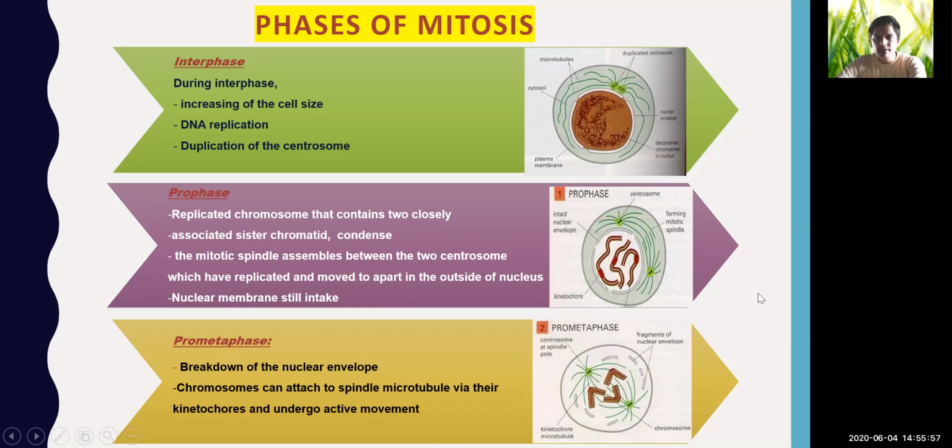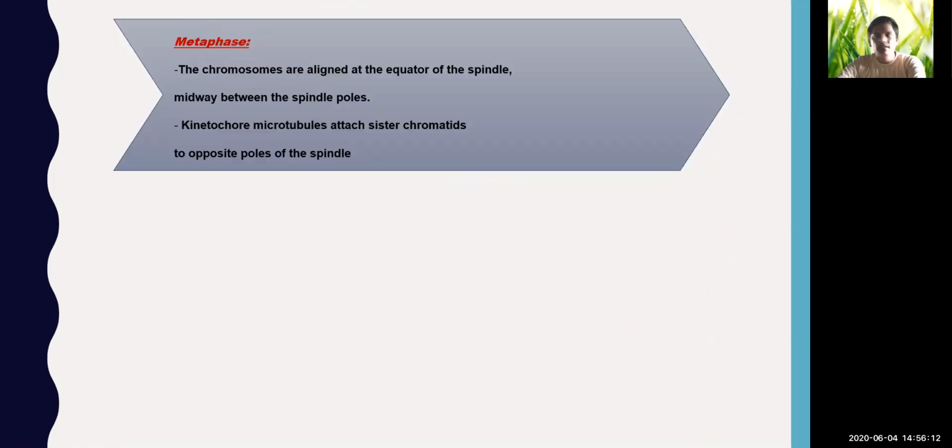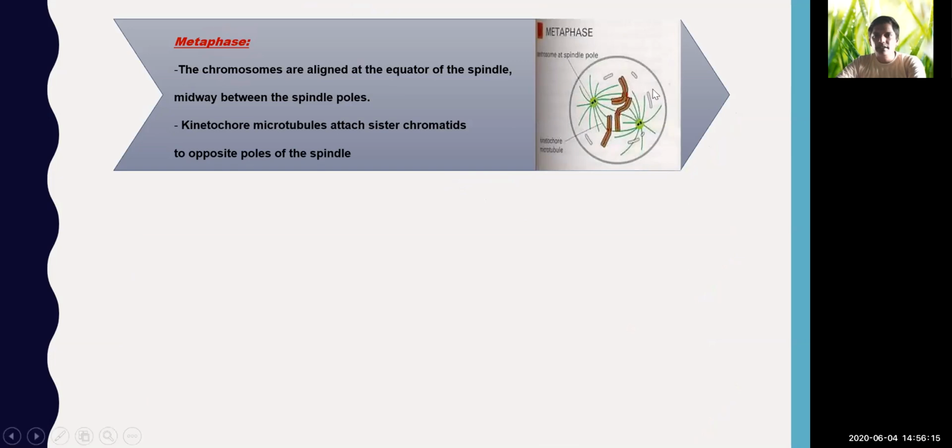Breakdown of the nuclear envelope is the first change in this stage, and the chromosomes attach to spindle microtubule tubules via their kinetochores and undergo active movement. So this is the start of metaphase actually. So metaphase is very distinctly known as the stage where the chromosomes are attached at the metaphase plate. This stage is very special and distinguished by the arrangement of the chromosomes. The chromosomes are aligned at the equator of the spindle and midway between the spindle poles. Kinetochore microtubules attach sister chromatids to opposite poles of the spindle.